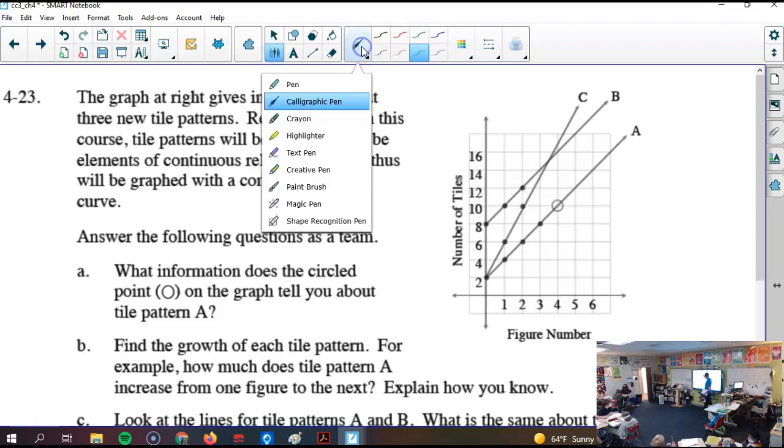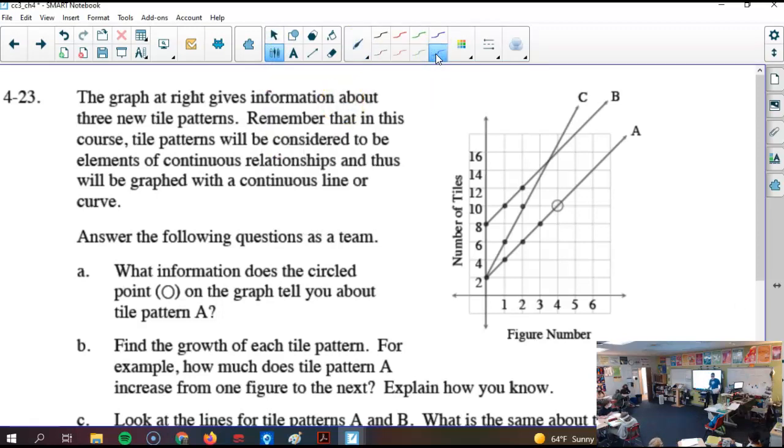If the situation gets turned around, this is not the same graph that we just made. If the situation gets turned around and you're asked to say, hey, what's this point tell you? Talk with your team real quick. What does that point tell us?